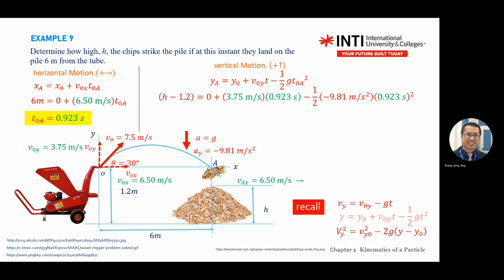You will get different answers. This one is because you assume H is more than the original size. YO, origin O, is 0. This one VOY, initial Y direction, you already found, the V cos 30 just now. You get 3 point something. T you already found just now. A you know 9.81. So you substitute, you can find the H. H is 1.483. So H is here, right?